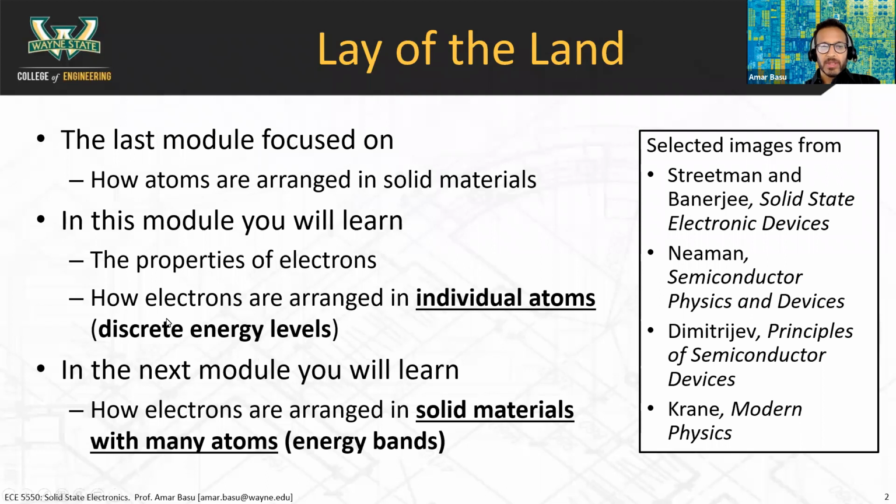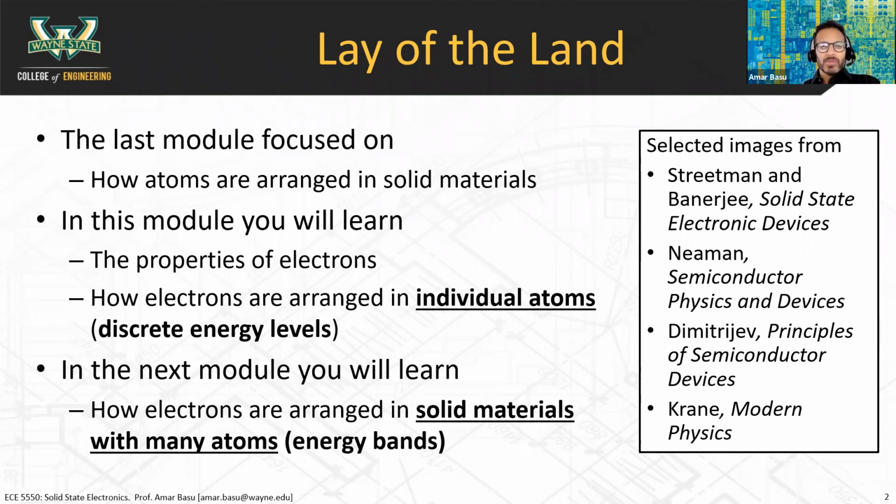So this module is specifically about how electrons are arranged in individual atoms, and the next module will get into how electrons are arranged in solid materials. What we're going to find out is that in individual atoms, the electrons are arranged in what's called discrete energy levels or discrete energy states. Then in the next module, we'll find out that when you have crystalline materials with many atoms, that forms something called an energy band. And that energy band structure is critical to how semiconductors behave and where semiconductors get their unique properties.